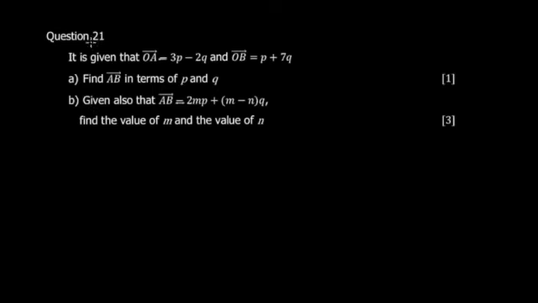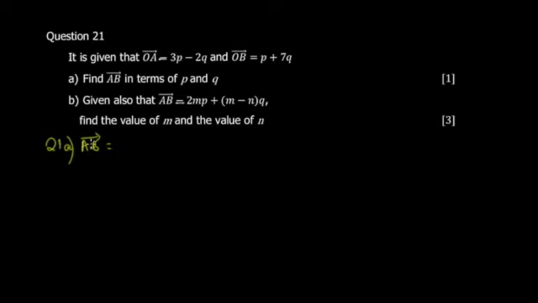So let's continue from question 21. It says it's given that vector OA equals 3p minus 2q, vector OB equals p plus 7q. Find vector AB in terms of p and q. Okay, so how do you do this? So 20 and 21, that's part A. When you're asked, this is a very common question, so take note of it.